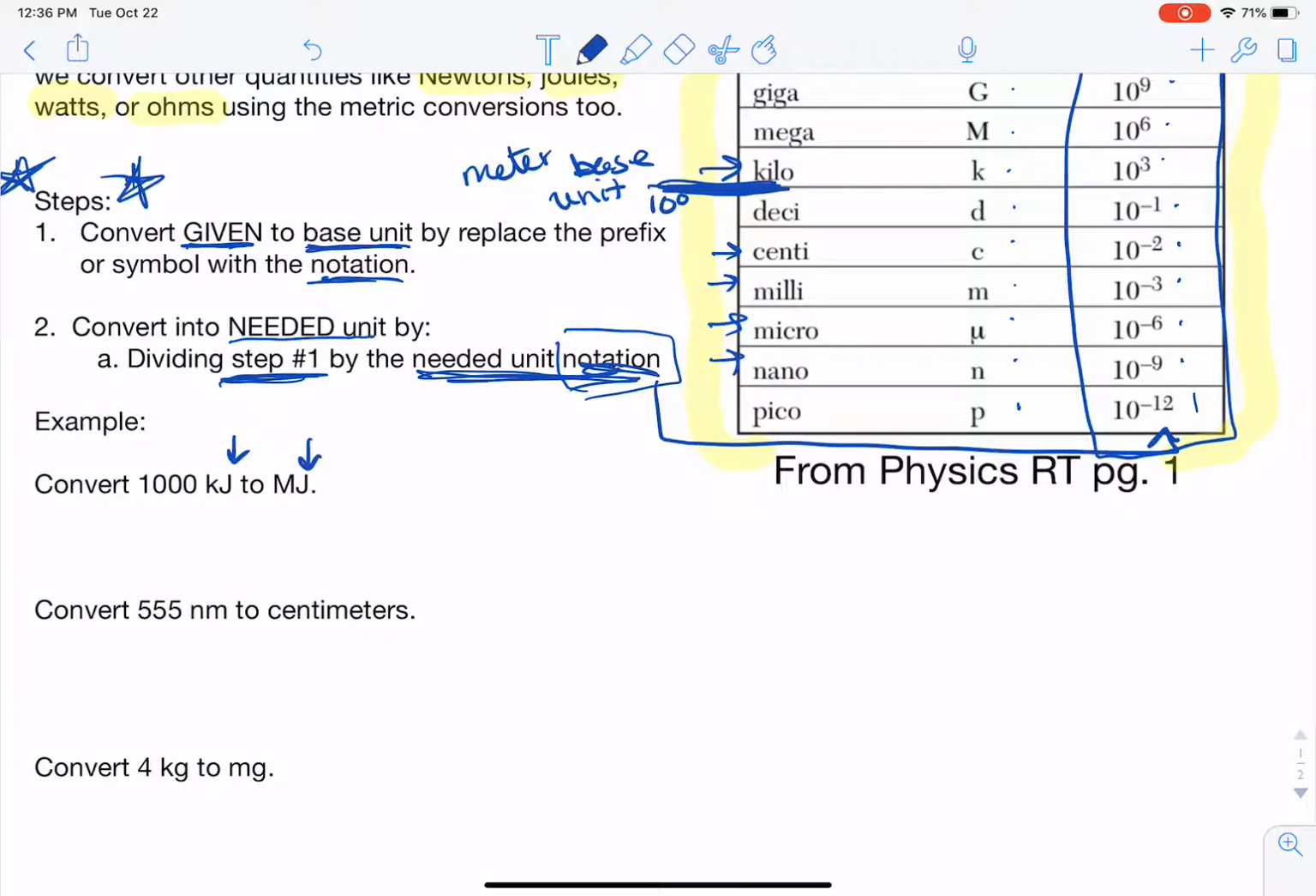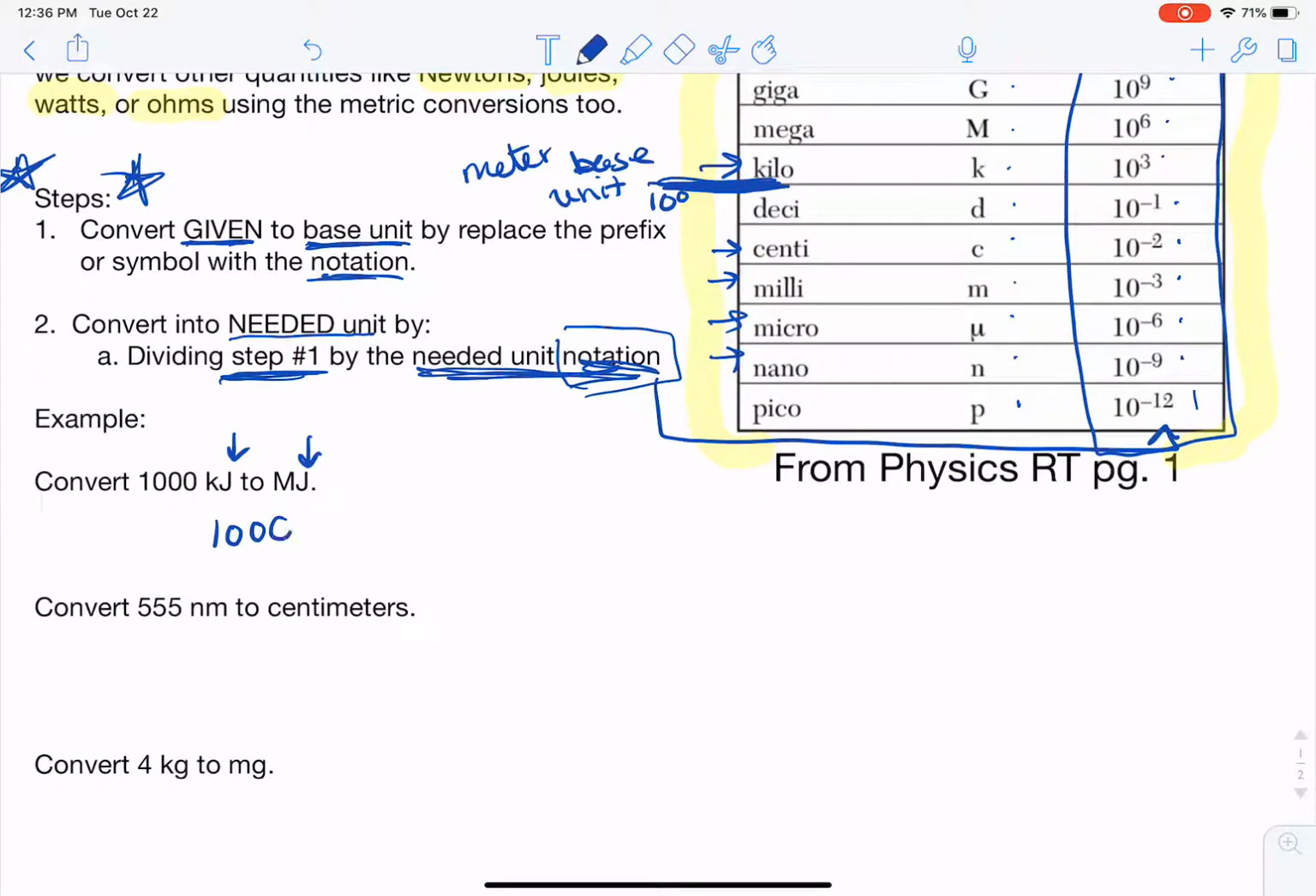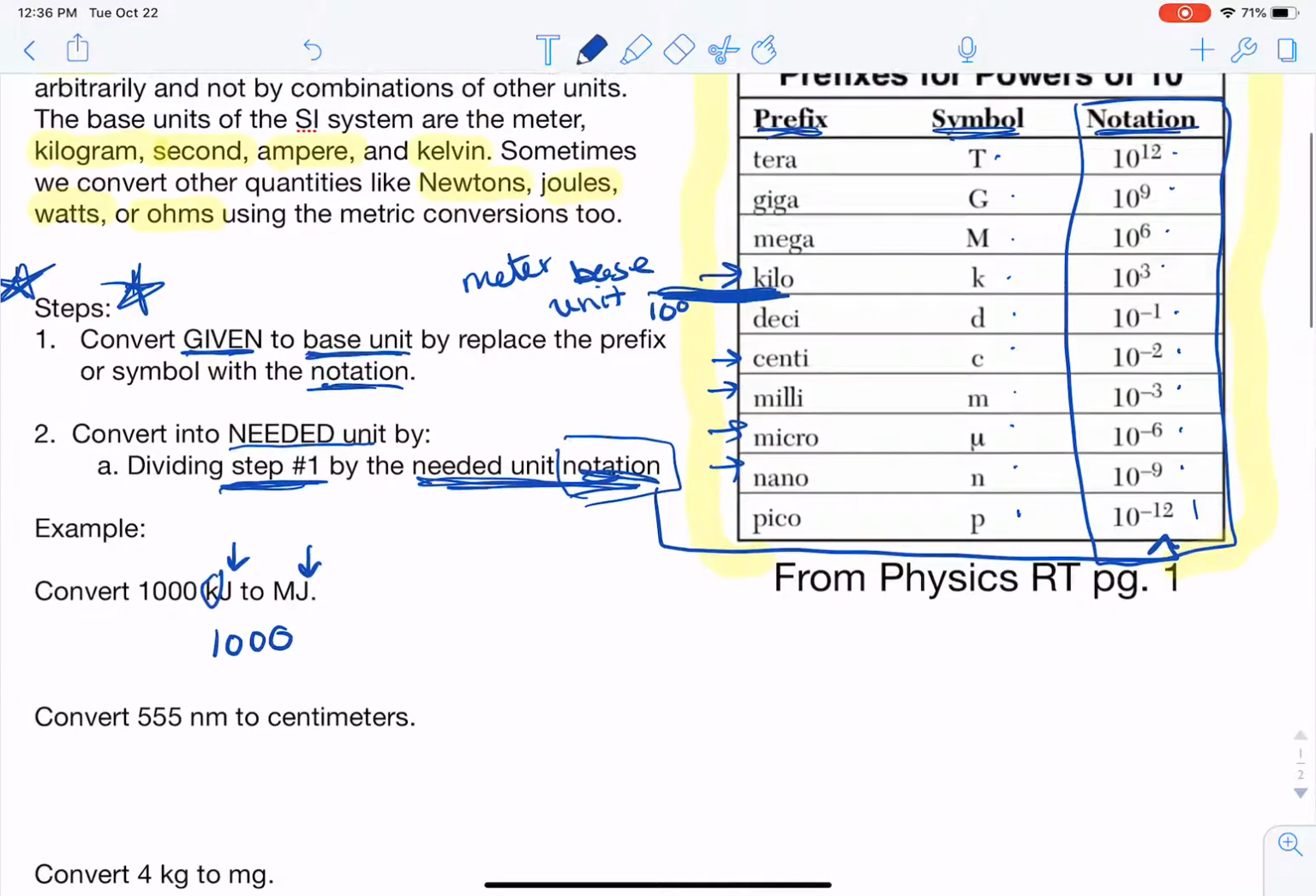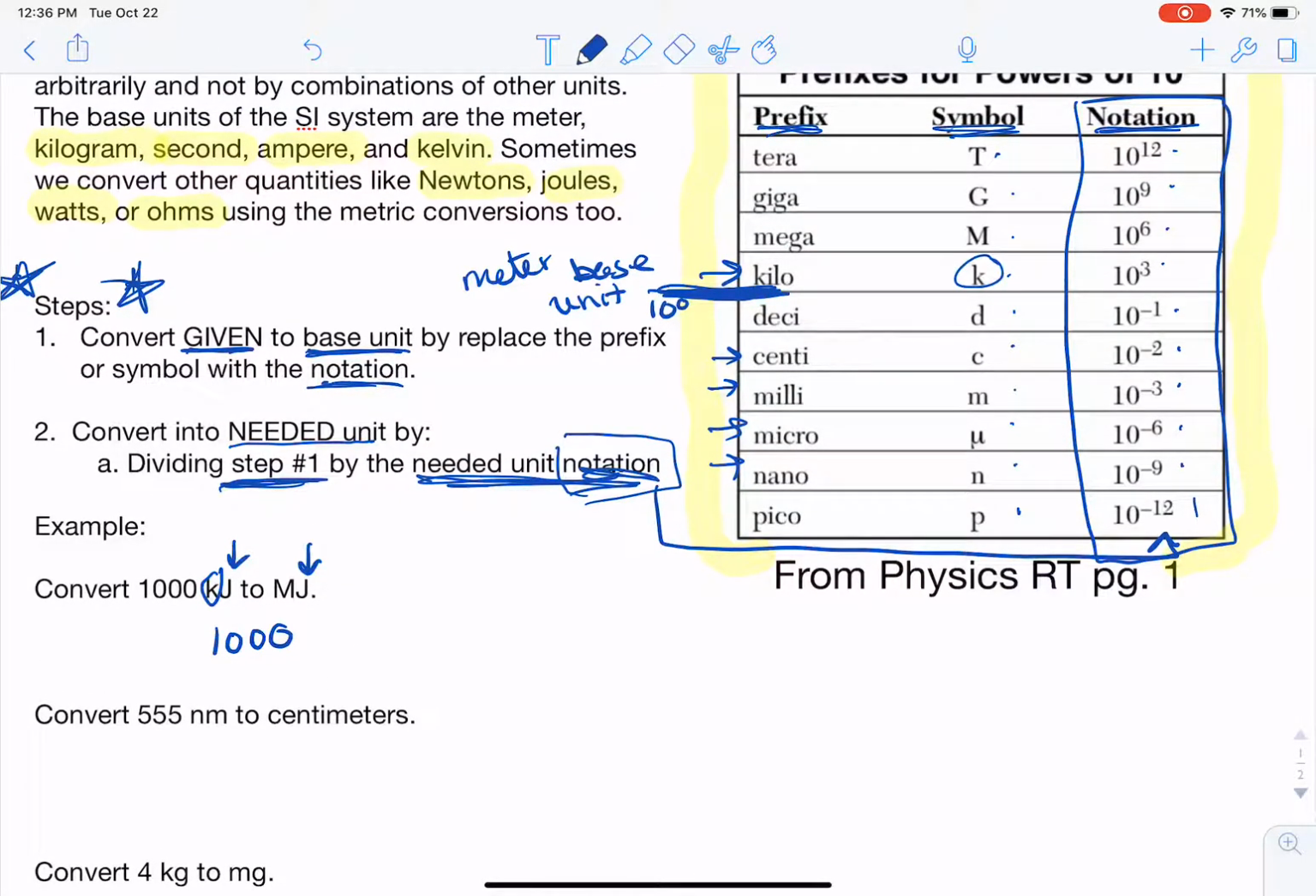So first step, we're going to take 1,000 kilo. We're going to look up the base unit notation. Kilo, there it is with the K. It is 10 to the 3rd. So we're just going to replace this K with times 10 to the 3rd. And now it's just in joules. So that would be step 1. We've completed that. Then you're going to convert into the needed unit by dividing step 1 by the needed notation.